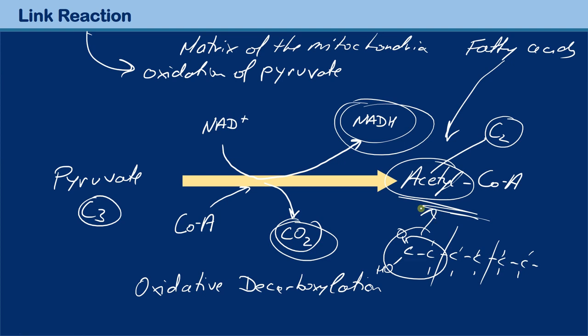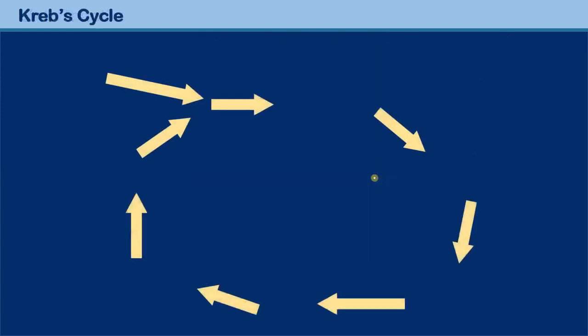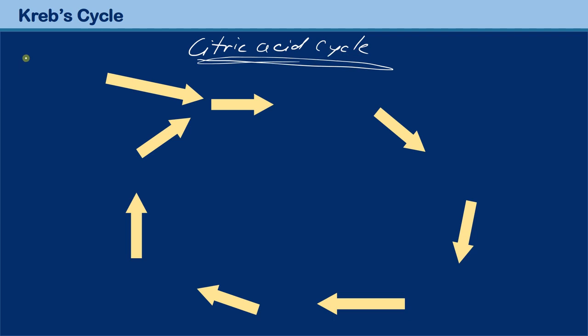So we remember in the link reaction we convert pyruvate to acetyl-CoA. Now let's move on to the next stage, and that's a huge one. It's called the Krebs cycle, also known as the citric acid cycle, or Krebs citric acid cycle. All you've got to do is memorize this. We start over here with acetyl-CoA, coenzyme A. And what happens here is the following.